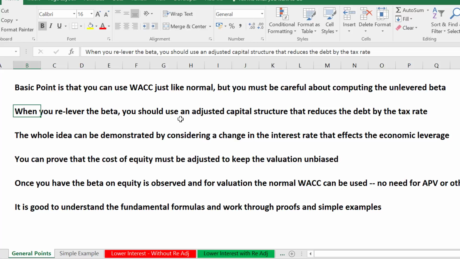And please, please, please, don't get confused about personal taxes or anything like that. That's crap. Everything done, all the betas, the EMRP, the equity market risk premium, the risk-free rate, everything is pre-tax. Don't start saying, oh, we can deduct dividends and all that. That's irrelevant. That comes from another one.